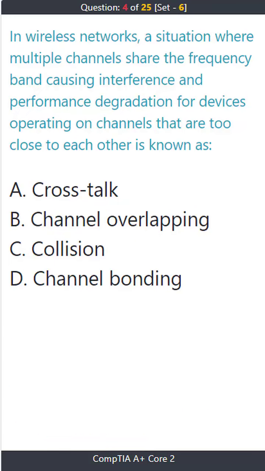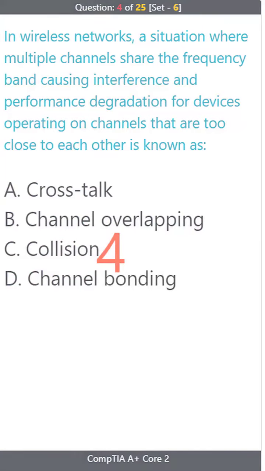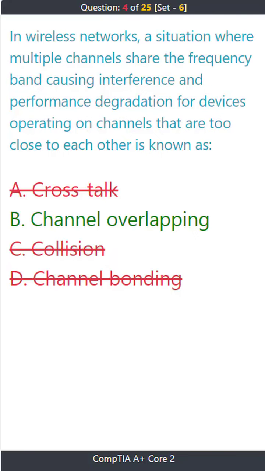Question 4. In wireless networks, a situation where multiple channels share the frequency band causing interference and performance degradation for devices operating on channels that are too close to each other is known as A. Crosstalk. B. Channel overlapping. C. Collision. D. Channel bonding. The correct answer is B. Channel overlapping.